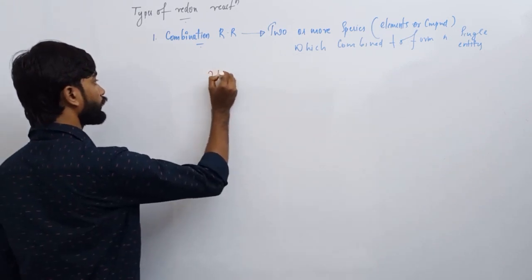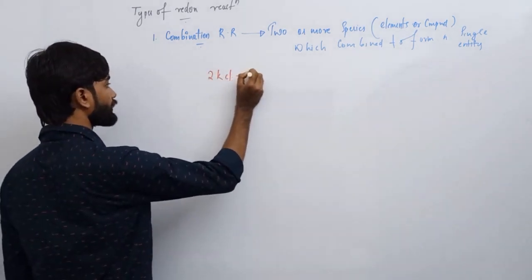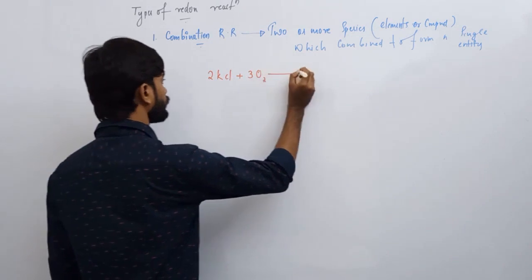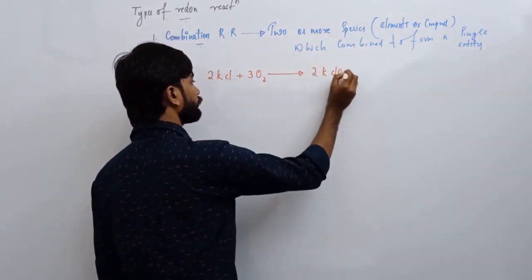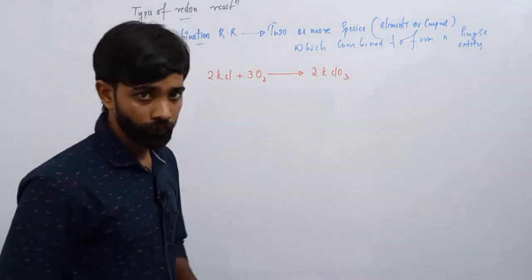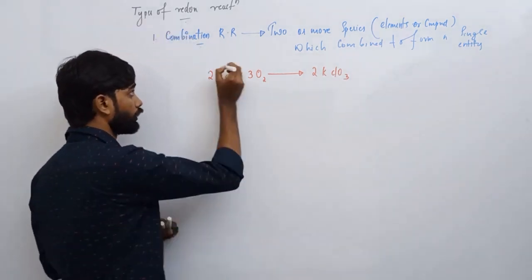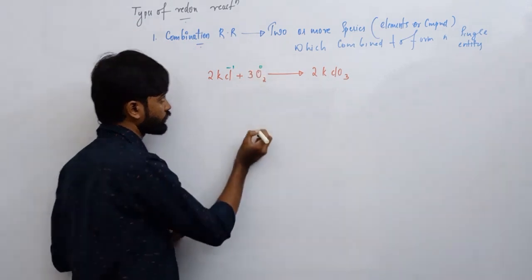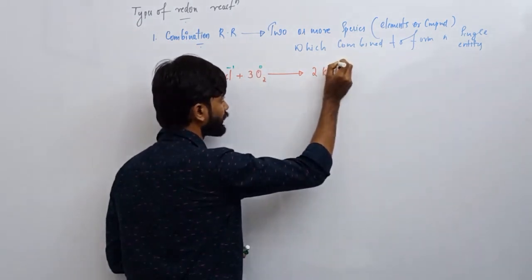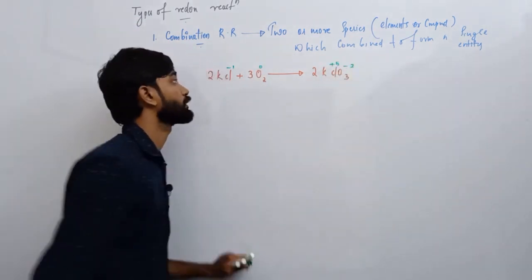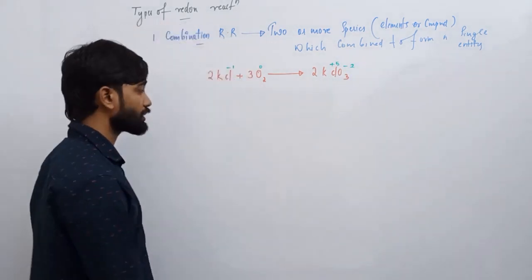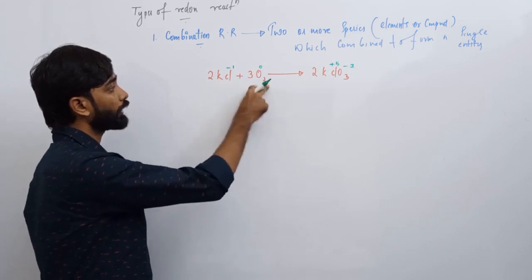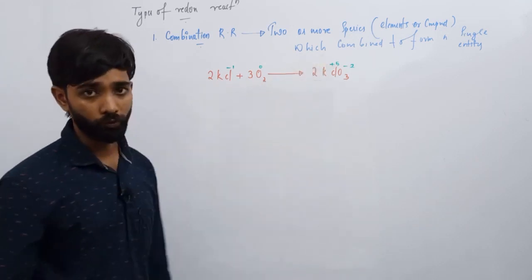Let us have 2 KCl. This is a molecule, plus 3 O2. This is another element. And they together combine to form 2 KClO3. This is a type of combination reaction, where chlorine is in -1 and oxygen is in 0. Now the chlorine is in +5 and oxygen is in -2. What happens? Chlorine is oxidized, oxygen is reduced. So this is a redox reaction where a molecule and an element combine to form a single compound.